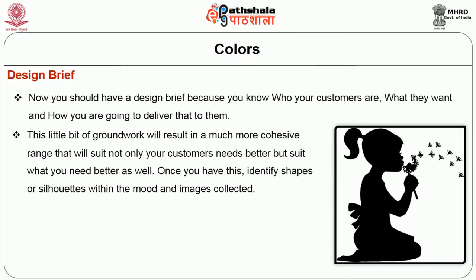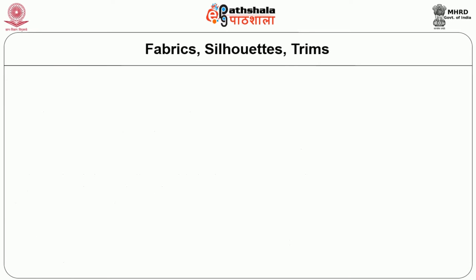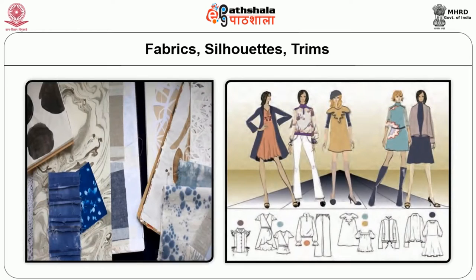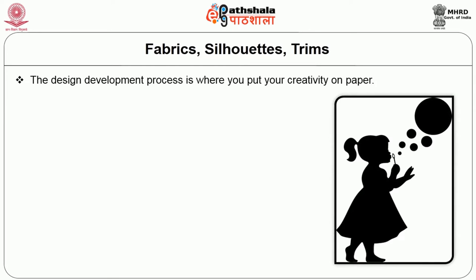Once you have this, identify shapes or silhouettes within the moods and images collected. Begin by experimenting with the shapes, silhouettes, and color fabric combinations through a series of sketches. When you reach this point, you have officially started the design development process. Now, let's look into fabric, silhouettes, trims, and all these things. The design development process is where you put your creativity on paper.